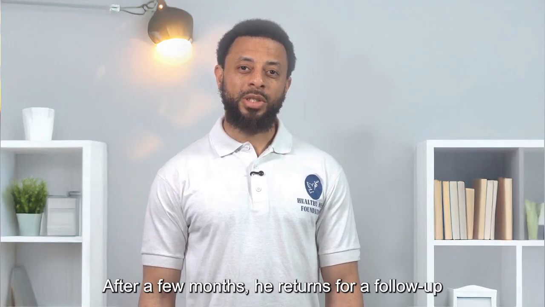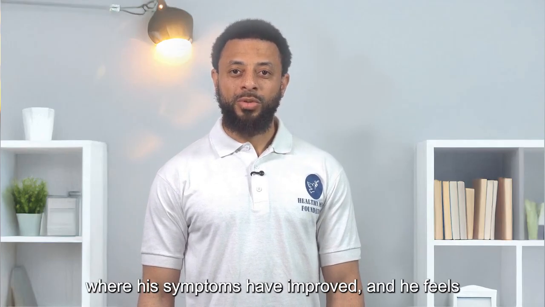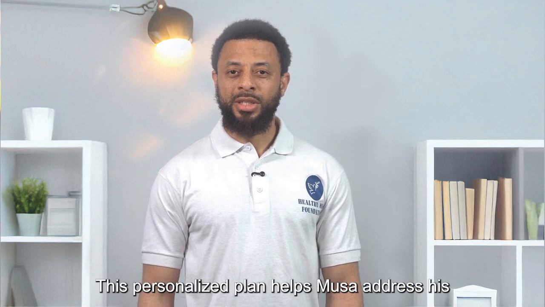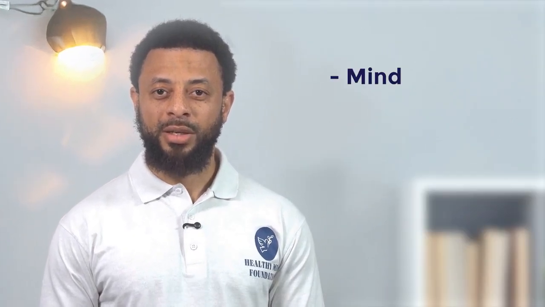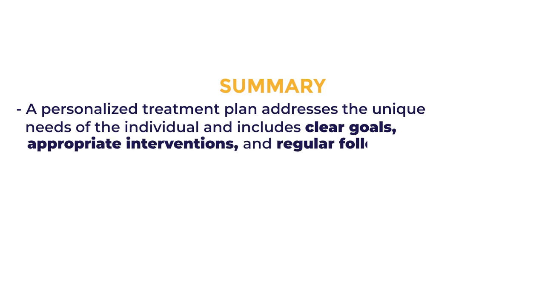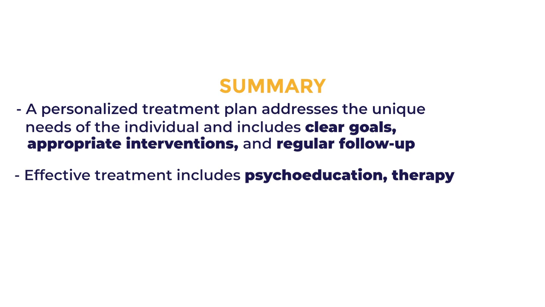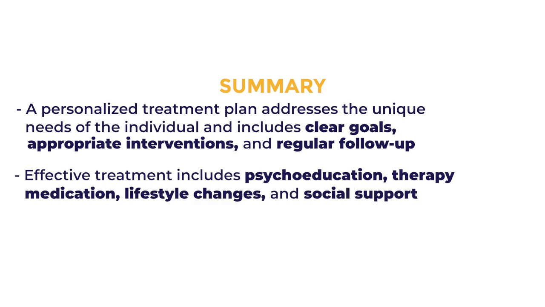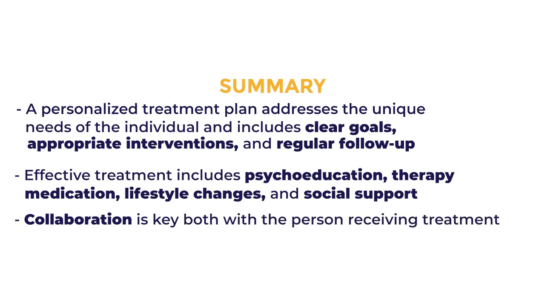After a few months, he returns for a follow-up where his symptoms have improved and he feels more connected to others. This personalized plan helps Musa address his symptoms from every angle: mind, body, and spirit. In summary, a personalized treatment plan addresses the unique needs of the individual and includes clear goals, appropriate interventions, and regular follow-up. Effective treatment includes psychoeducation, therapy, medication, lifestyle changes, and social support. Collaboration is key, both with the person receiving treatment and with the wider support network.